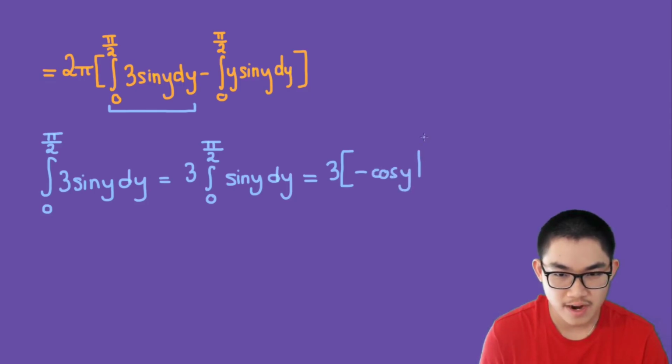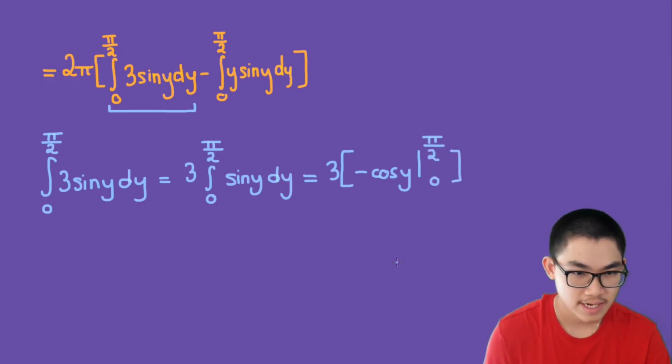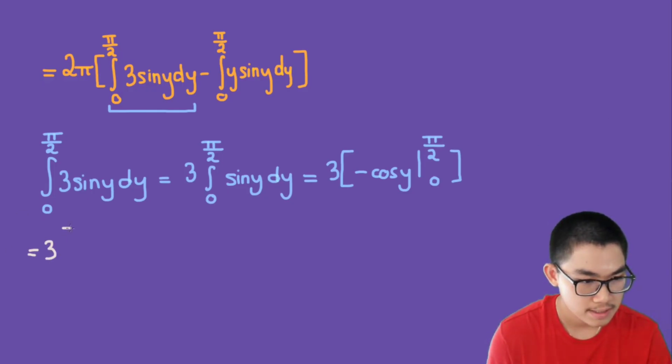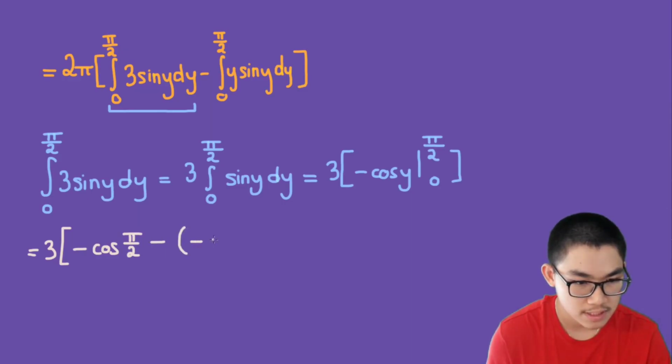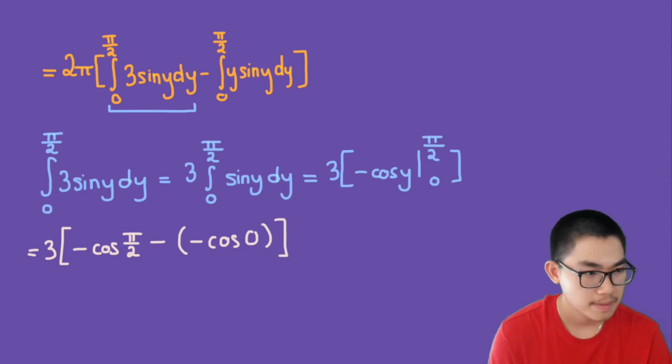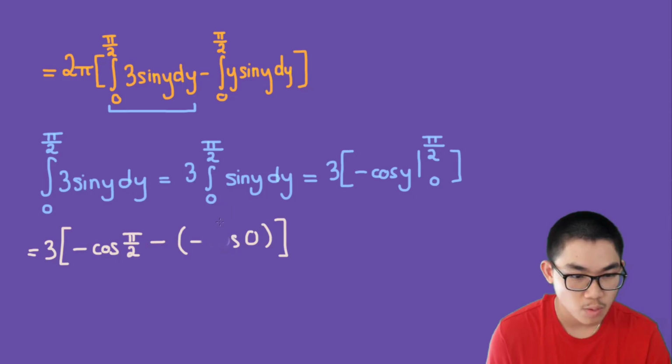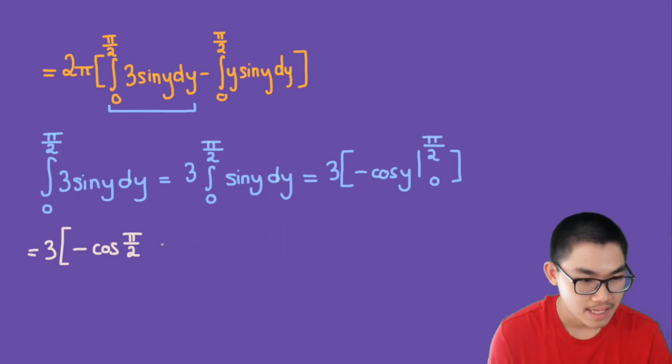And the boundary goes from pi over 2, and the bottom will be 0. So let's go ahead and substitute in these numbers. We're going to get 3 times negative cos of pi over 2 minus the lower boundary, which is negative cos of 0, and we close the bracket. Now, cos of 0 is just going to be 1, so this right here will be negative 1. And when you minus a negative number, it's the same thing as adding that number. So this is the same as plus 1.